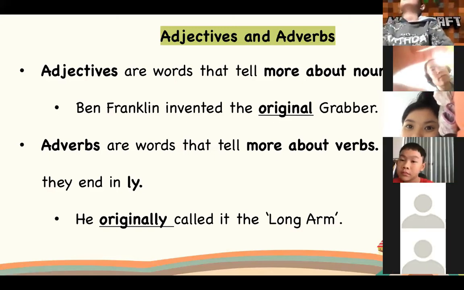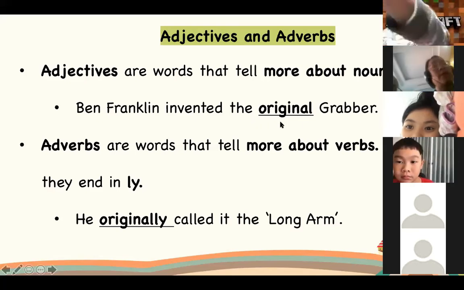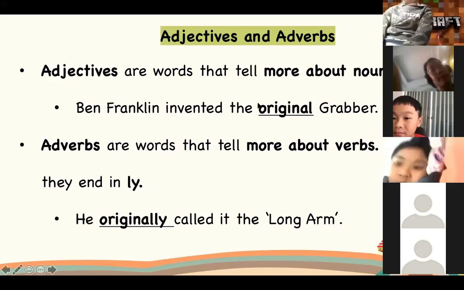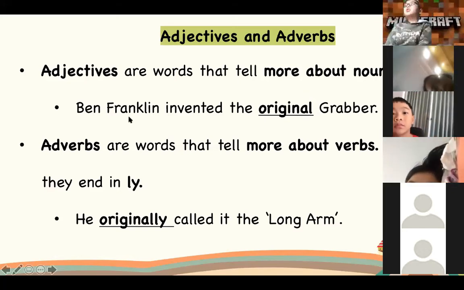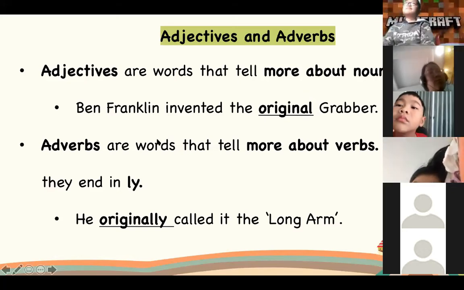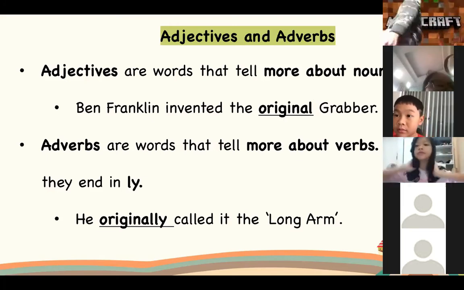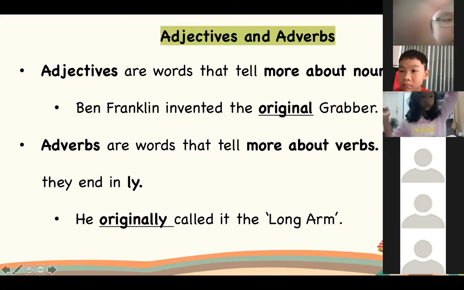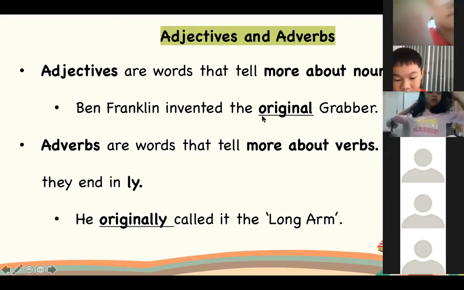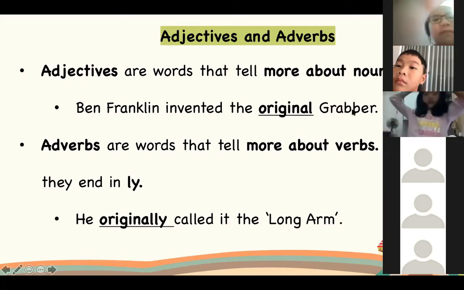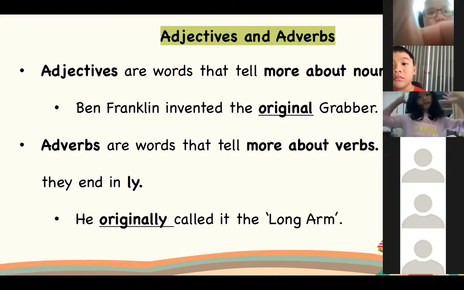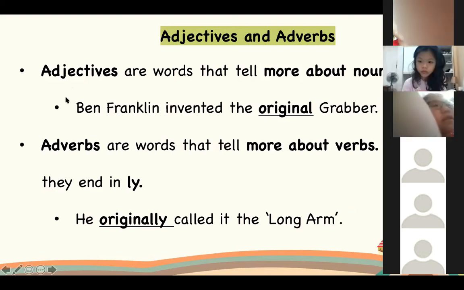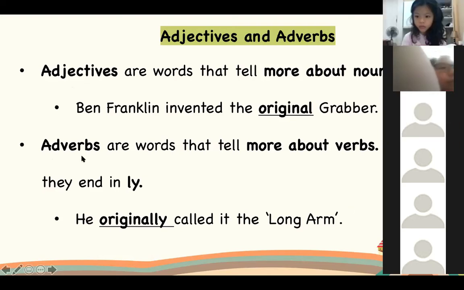It's telling more about what? What is the adjective original telling us more details about? The word original is telling us more details about a noun. Which noun is that? Cherry. Is it describing the grabber? It is. Good girl. It's telling us more details about the grabber. It's telling us that Ben Franklin invented the original grabber, the first ever grabber. It was invented by Benjamin Franklin.